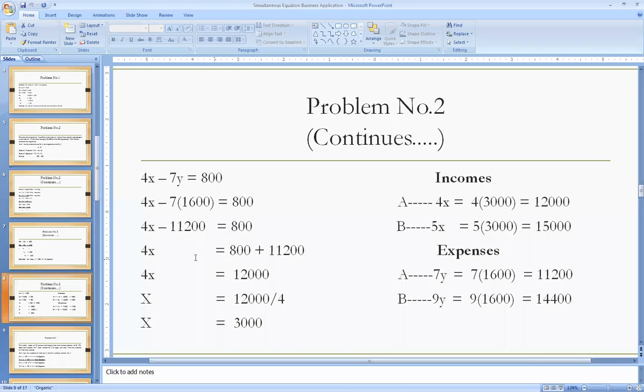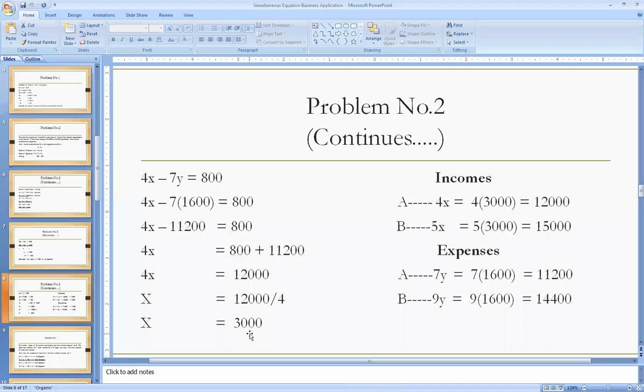Therefore, 4x equals, retain the x values on the left side, shift all the numbers to the right side. This minus will become plus 11,200. Therefore, 4x equals 800 plus 11,200, which is nothing but 12,000. x equals 12,000 divided by 4. The value of x is 3,000.